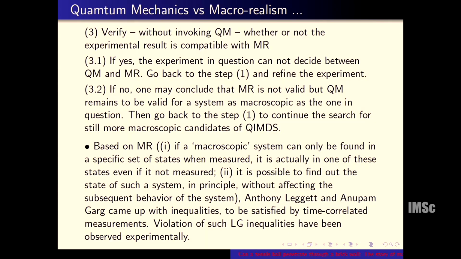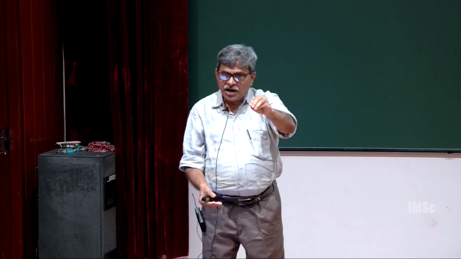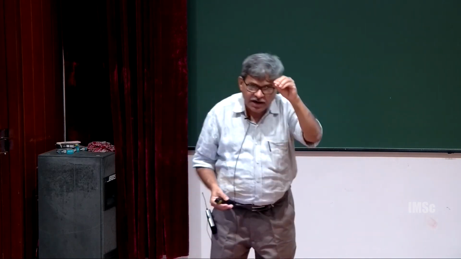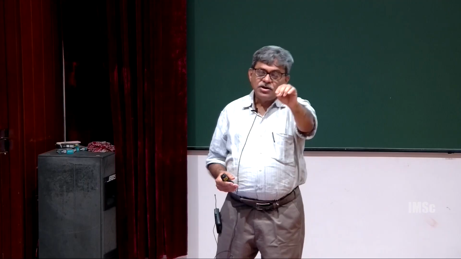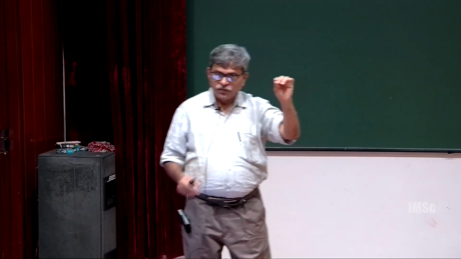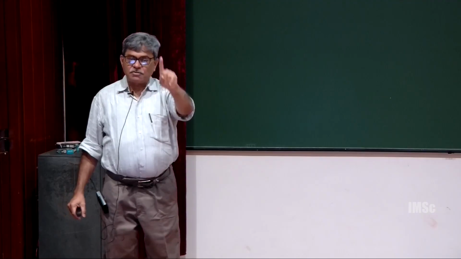But then what you can do is verify, without invoking quantum mechanics, whether your experimental results are compatible with macro realism. So what is macro realism? Macro realism tells you, just like a macroscopic system, that a macroscopic system can have specific values corresponding to its observables, a specific set of values. If I measure, I will only get those values, and even if I do not measure, the system will have one of those values only. So this is what is known as one part of macro realism.